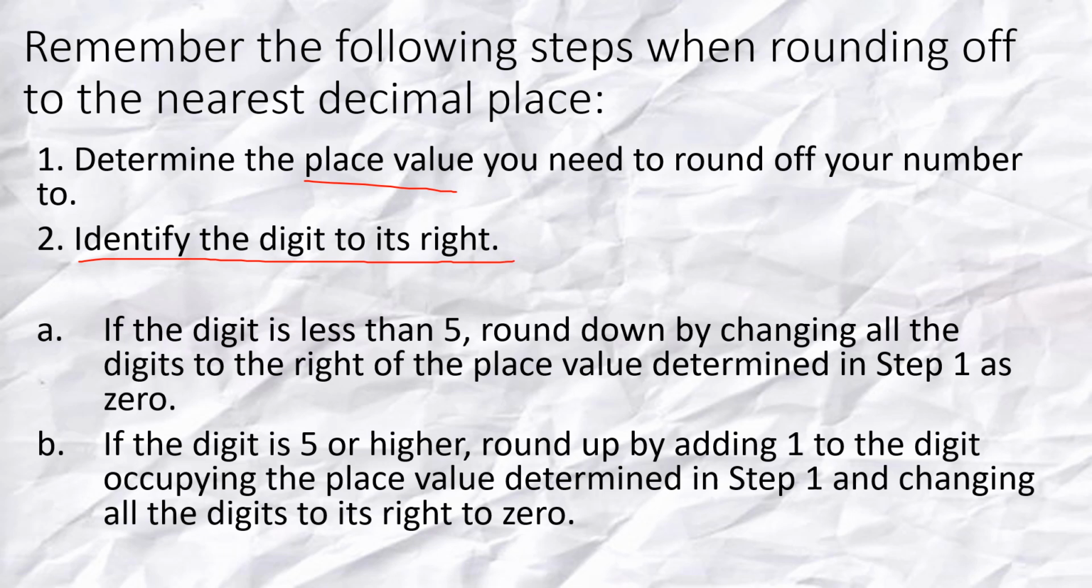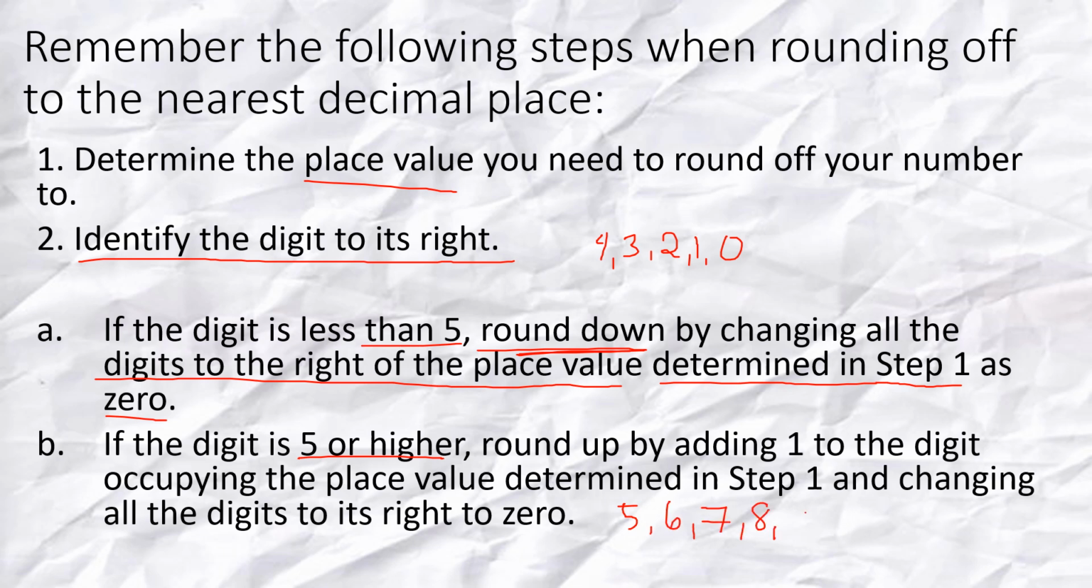If the digit to its right is less than 5, which means the numbers are 4, 3, 2, 1, and 0, round down by changing all the digits to the right of the place value that you determined in step 1 to 0. And if the digit to its right is 5 or higher, meaning it's 5, 6, 7, 8, and 9, round up by adding 1 to the digit occupying the place value that you determined in step 1 and changing all the digits to its right to 0.